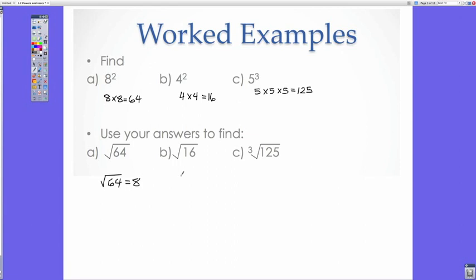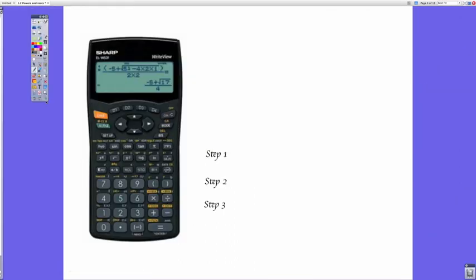For the next one, the square root of 16, something times by itself is going to give me 16, which is 4 times 4. For this next one, I've got the cube root, and I know it's a cube root because I've got that 3 there. So something multiplied by itself 3 times is going to give me 125, and from the question above, it's going to be 5. So the cube root of 125 is 5. We can do these questions in our head.